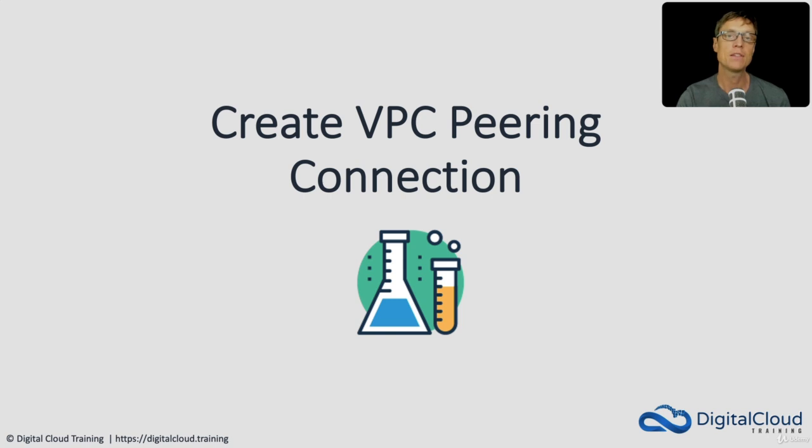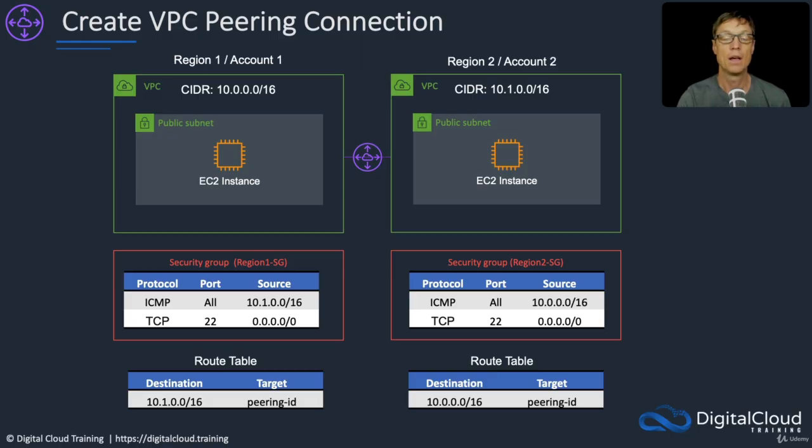Welcome back. So in this lesson, we're going to do some hands-on and create a VPC peering connection. And this is what we're going to do. So we've already got two accounts. We've got our management account, which is the one with this CIDR block on the left here, and then our production account, which is our account with this CIDR block on the right.